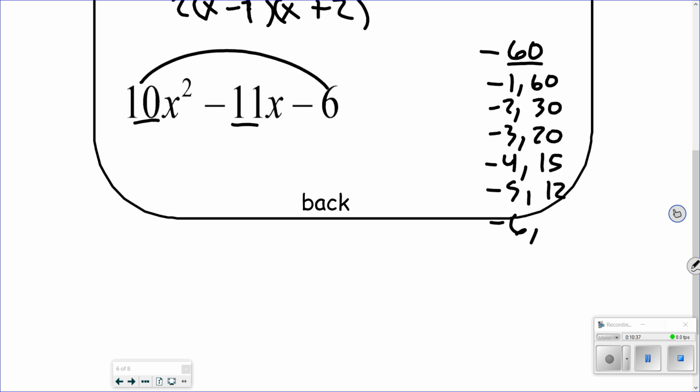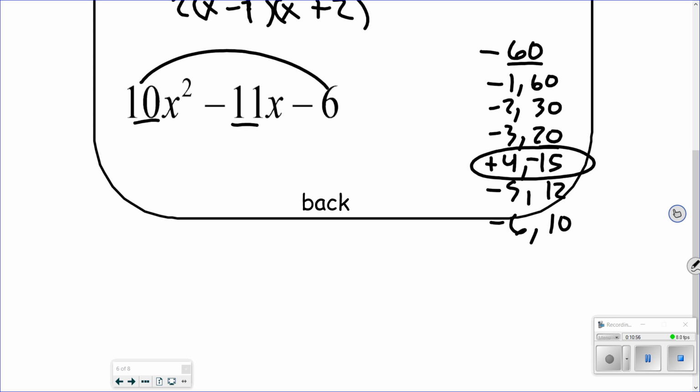There's a lot of them. Negative 6 and 10, 7 doesn't, 8 doesn't, 9 doesn't. We're back to 10. So I want the ones that add up to be 11. We got a lot of choices. I think it's this one right here. Now that actually adds up to be a positive 11, negative 4 plus 15. So I'm just going to swap the signs. Now it'll add up to be negative 11.